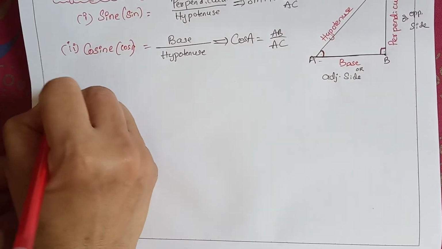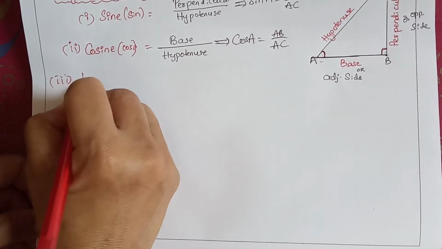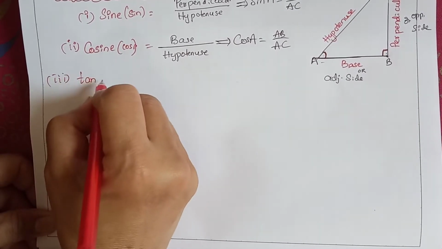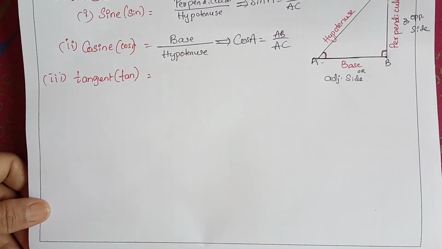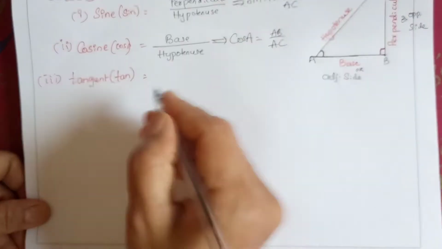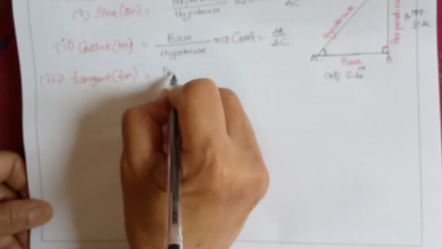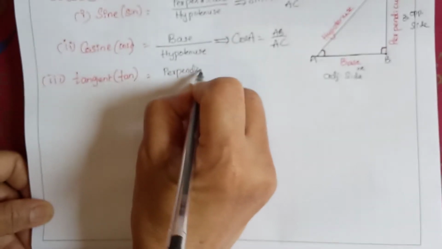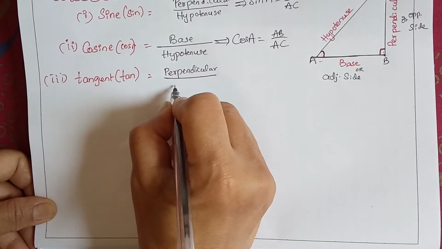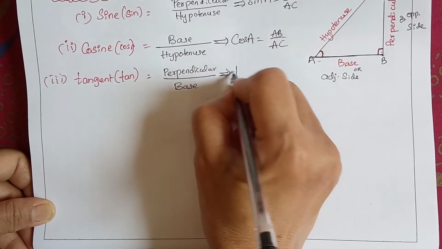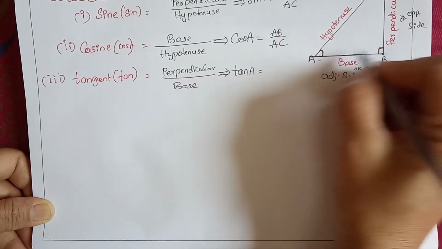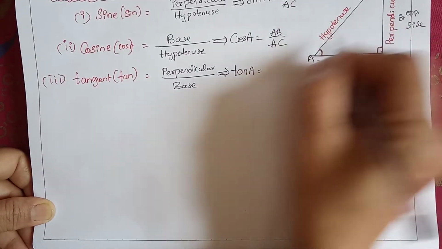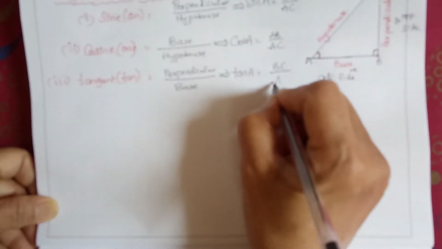After cosine, the third one is tangent. The full name is tangent. What is the short name? Tan. What is the tan definition? Perpendicular by base. P by B you can also remember in short form. Perpendicular by base. This implies tan A, capital A. Angle A I am defining, no? So tan A is equal to perpendicular BC by AB.